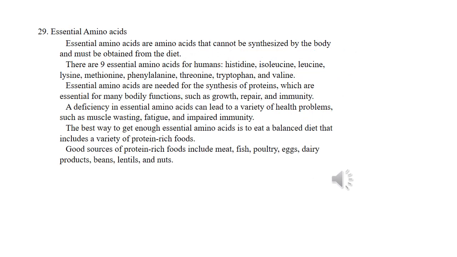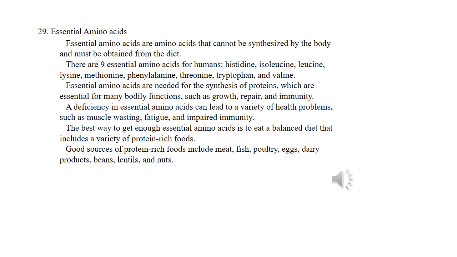Question 29. Essential amino acids. Answer: essential amino acids are amino acids that cannot be synthesized by the body and must be obtained from the diet. There are 9 essential amino acids for humans: histidine, isoleucine, leucine, lysine, methionine, phenylalanine, threonine, tryptophan, and valine.